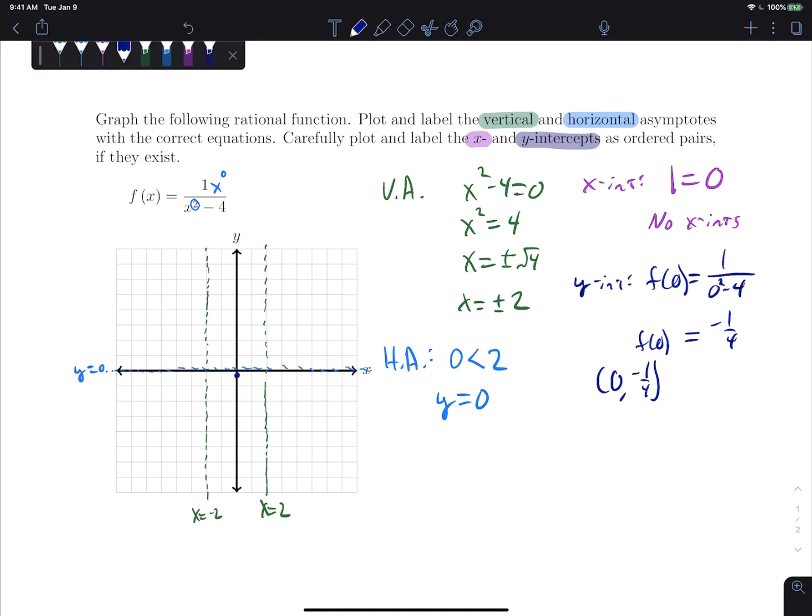And then my recommendation at this point is just to graph it in the calculator, and it's going to look something similar to this.